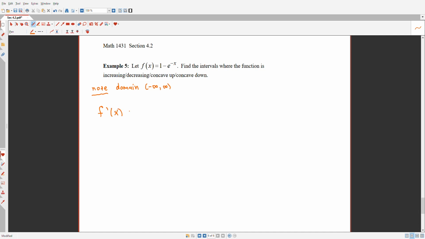F prime of x, well, the derivative of 1 is 0, so it's just going to be 0 minus the derivative of e to the negative x. And so I'm going to have 0 minus the derivative of e to the negative x is e to the negative x times the derivative of negative x. And the derivative of negative x is negative 1. So when all the dust settles, I find that a nice formula for the derivative here is negative e to the negative x times negative 1. Those two negatives cancel, and I'm just left with e to the negative x.